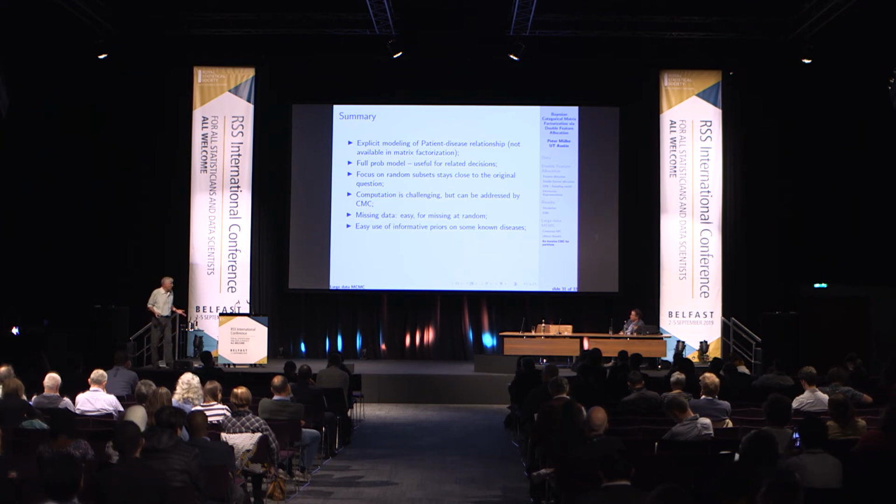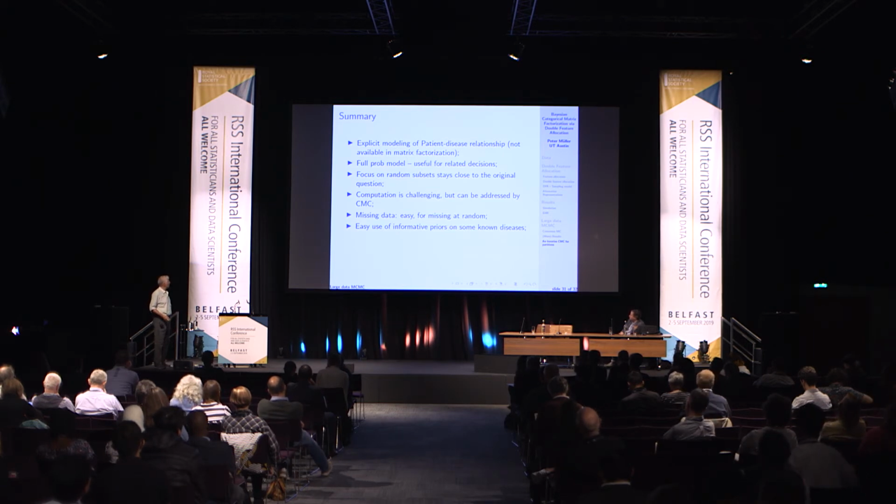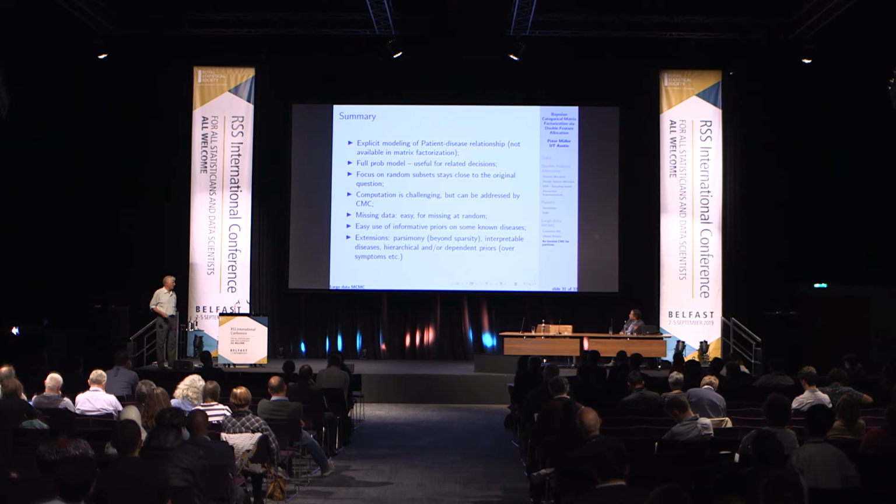Since everything is model-based, one of the common problems, having missing data, is relatively easy to address because we have an underlying probability model. And it's easy to use informative priors, in particular, to incorporate partially known diseases. There are all kinds of extensions that could be done, but I think I better stop here.